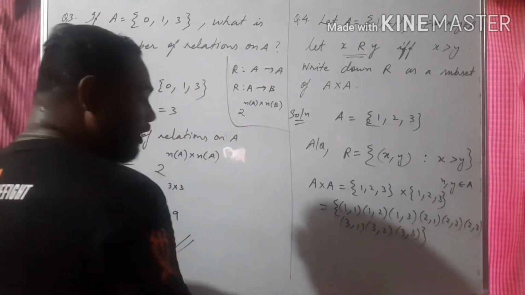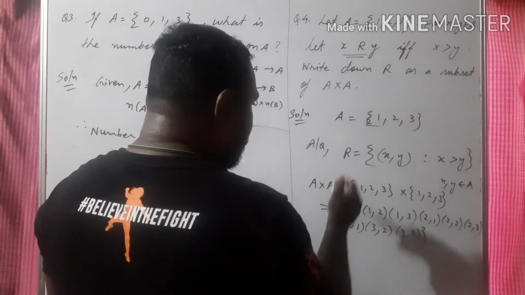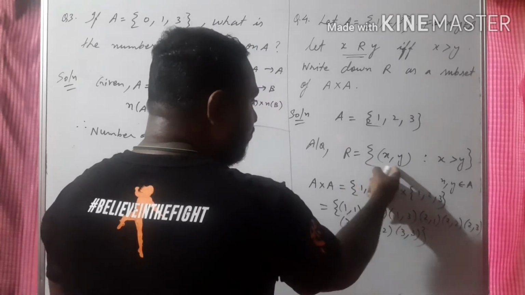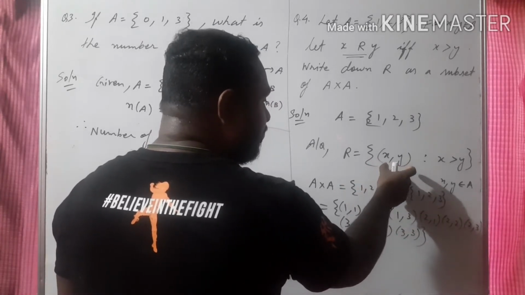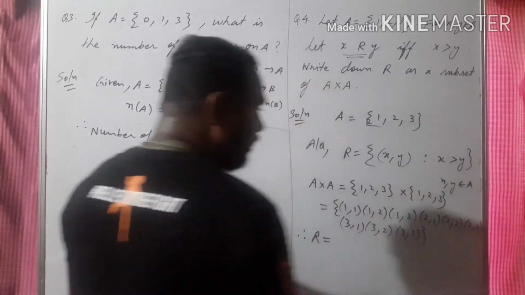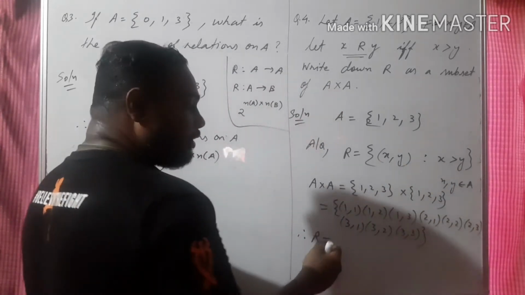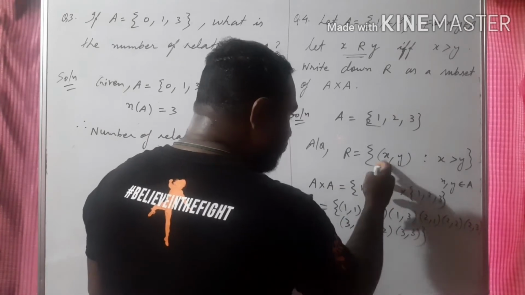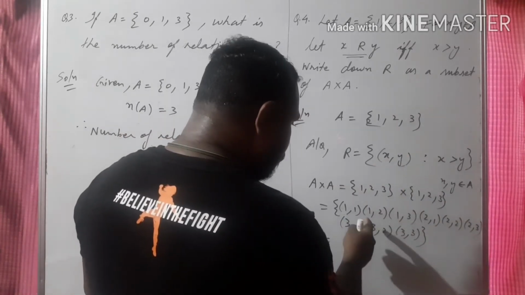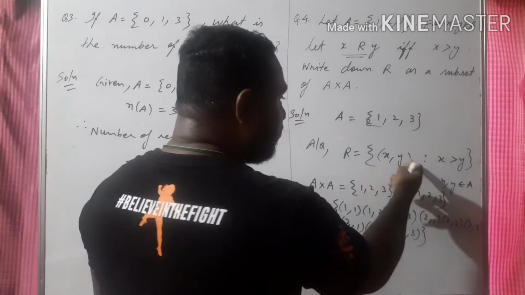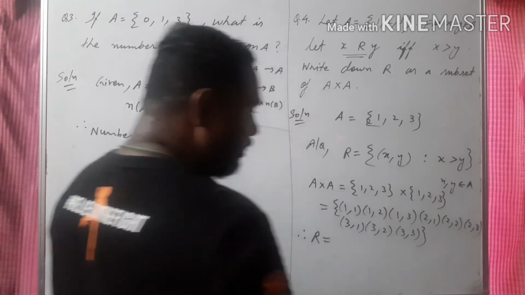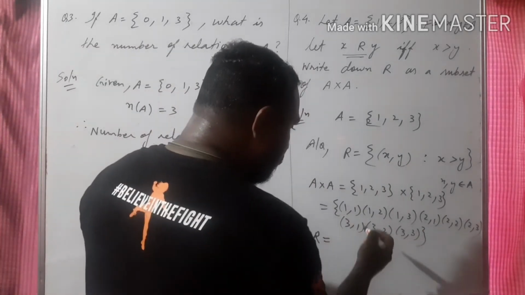Now, therefore R will be what? What type of elements are there in R? (x, y) such that x is greater than y. So you will have to choose those elements whose x coordinate is greater than the y coordinate. That is, the domain element is greater than the range element. Like that also I can think. Now you search like that.